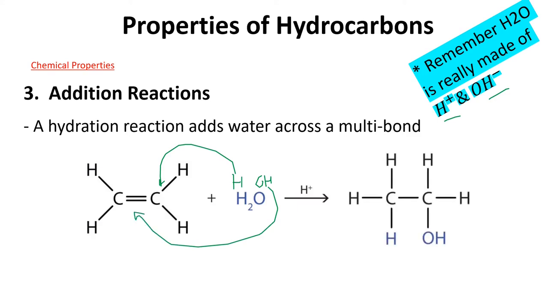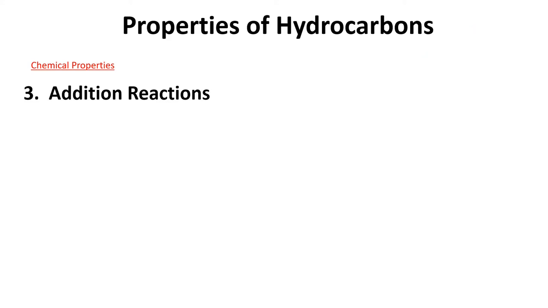In terms of naming this one, pardon my writing here, that would be ethene, that would be water, and then this would be, a couple of different ways you could name this one. You could name this one ethanol. That would be one way. You could name it hydroxyethane. I don't know, I like that one personally.